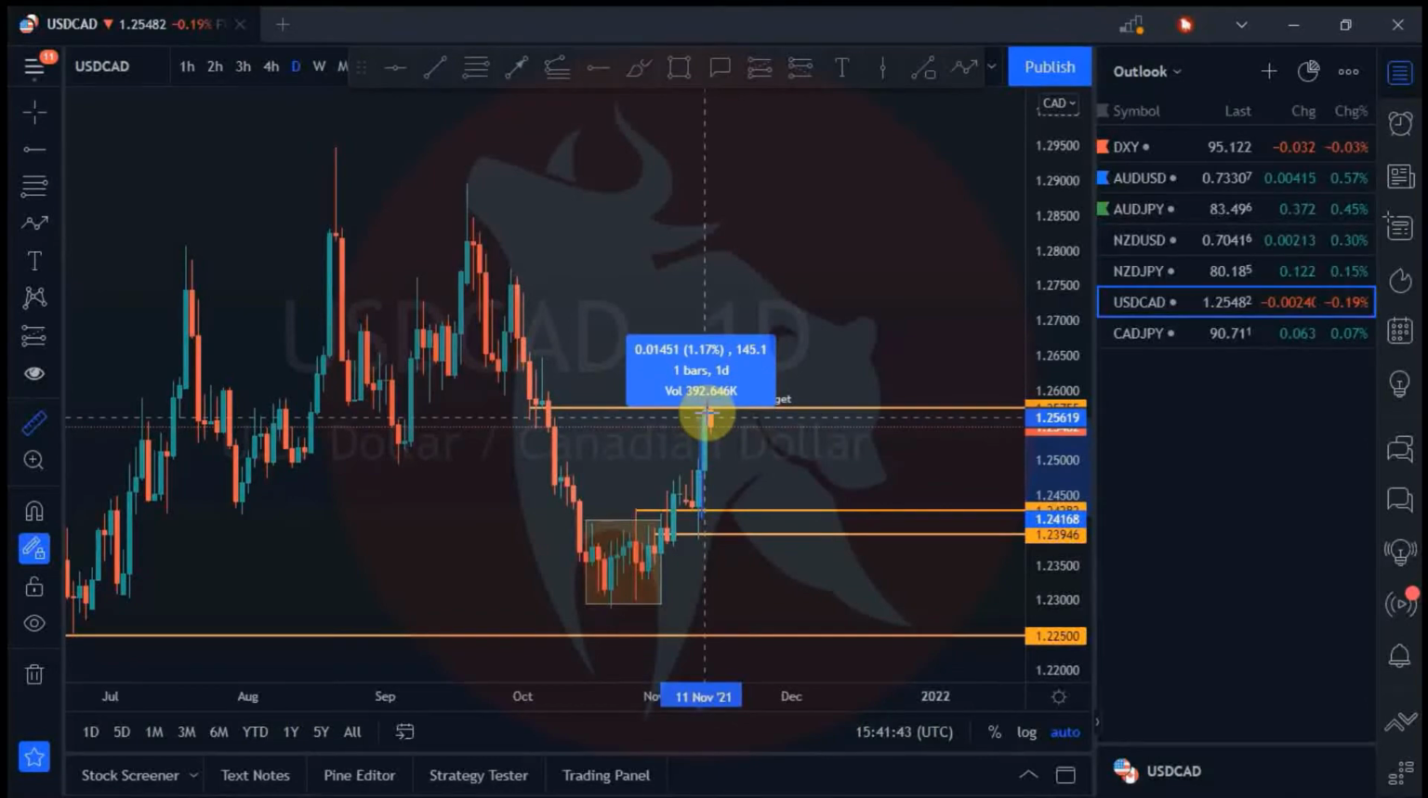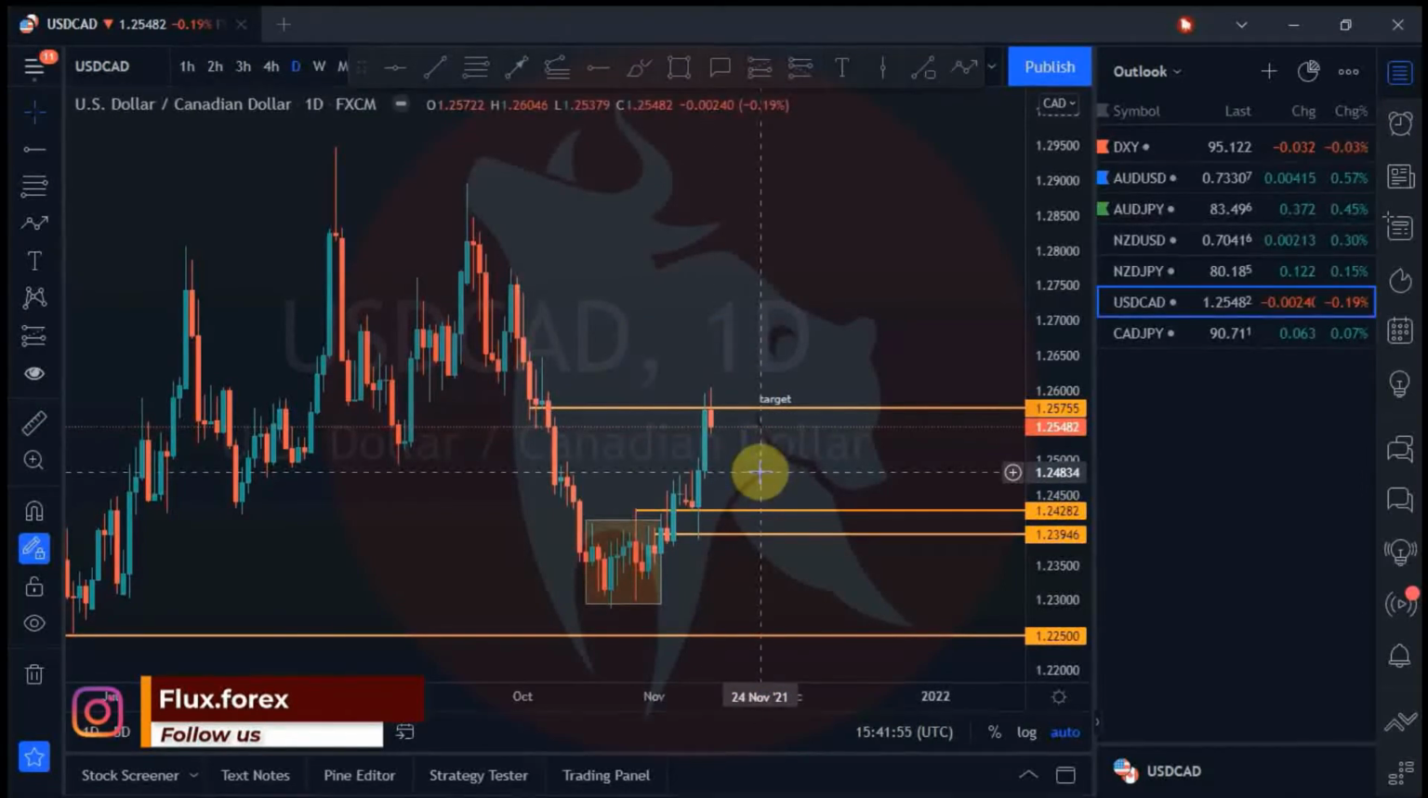So that was about 150 pips. Yes, 150 pips, which I think would have served you very well if you took the trade. Yeah, so this was my target and price exactly got to that.